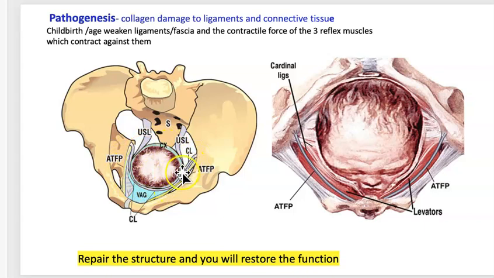It stretches the cardinal ligament, it stretches the uterosacrals, and it can dislocate the vagina attachment to the cervix. As the head comes out, it can damage the pubourethral ligament here, but also it can dislocate the pubococcygeus muscle attachment to the pubic symphysis. Again, repair the structure and you will restore the function.